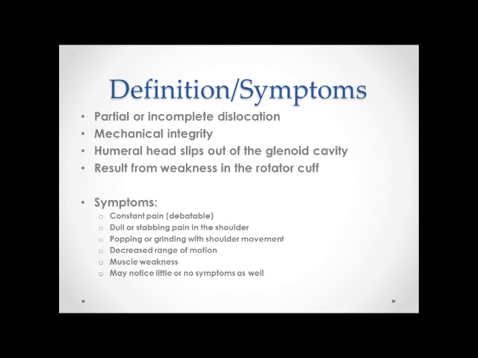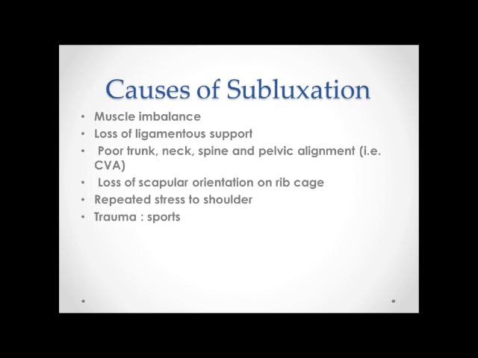Some causes of subluxation is muscle imbalance, that loss of ligament support in the rotator cuff. A lot of CVAs, you'll see poor trunk, neck, spine, and pelvic alignment that can also cause subluxation. And then loss of scapular orientation on that rib cage and repeated stress to shoulder. So it may not happen right away, but if they keep getting the stress on the shoulder, that could also cause subluxation. And then you can see subluxation also in trauma like sports.